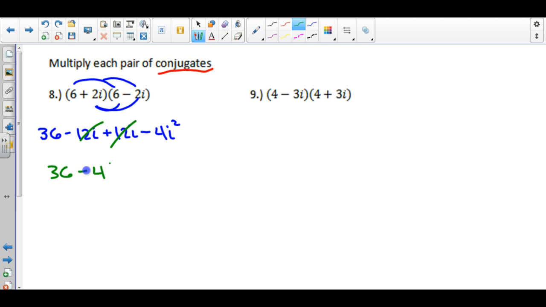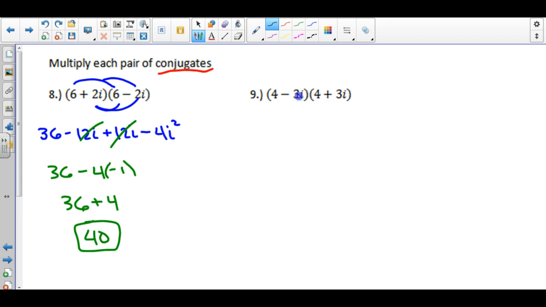Again, I'm going to replace the i squared with negative 1, and that means what you really have is 36 plus 4. So when you take 6 plus 2i and multiply it by its conjugate, you end up with positive 40. Again, I would encourage you to pause the video, try number 9, and then check your answer.